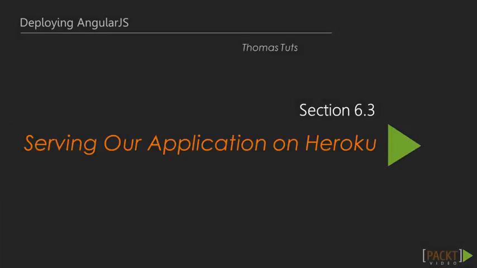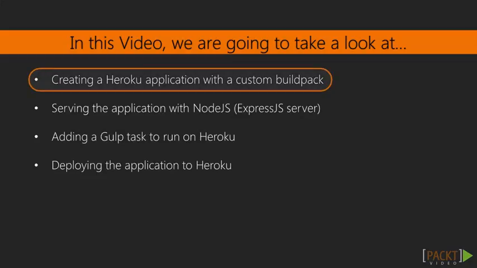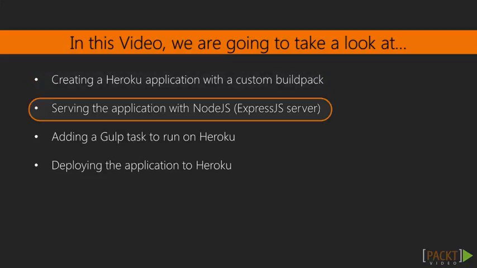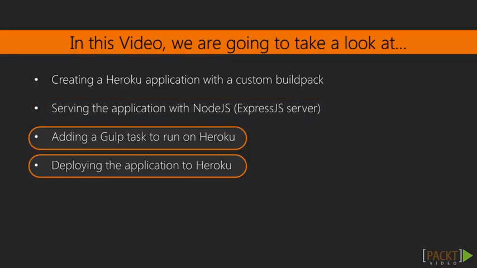This is the final video of section 6 on deploying to Heroku. In this video we're going to create a Heroku application on which we'll host the application we made together. The first thing we'll do is creating the actual Heroku application. Then we'll serve our application using a really basic Express.js server using Node.js. And when that's done, all that's left to do is deploy the application to Heroku.